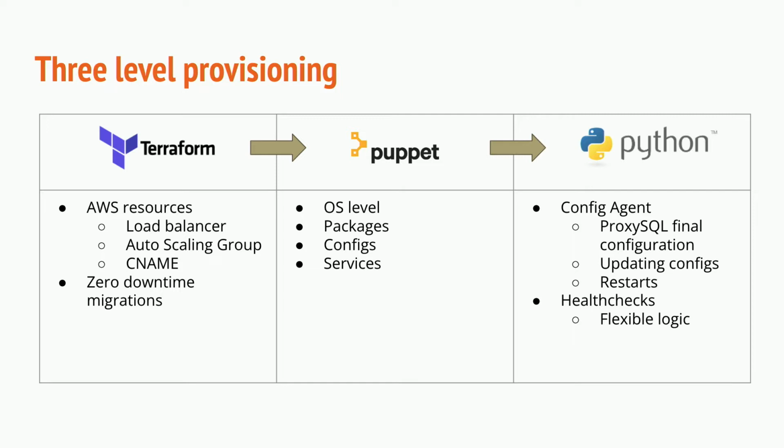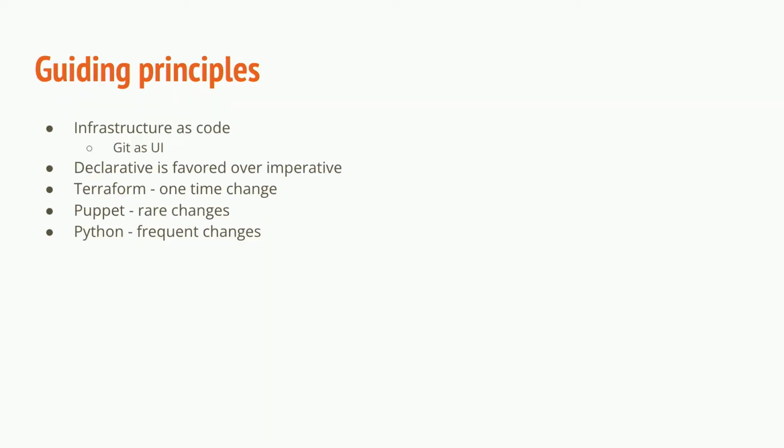We also let it modify the configuration. If we need to change it, we do not want to wait until Puppet runs, every 30 minutes or so. We delegate this function to Python software that can react quicker than that. Okay, so basically I will explain each of these parts.